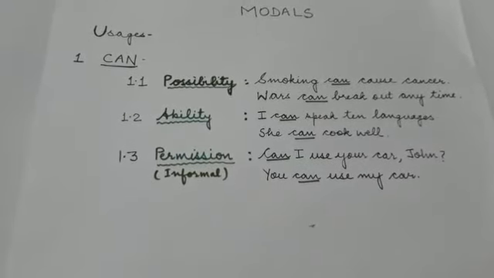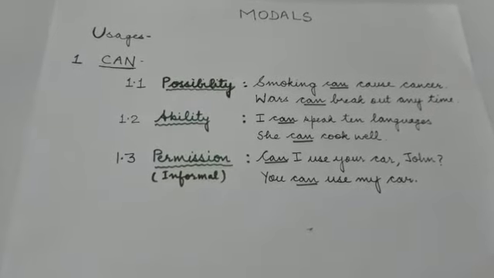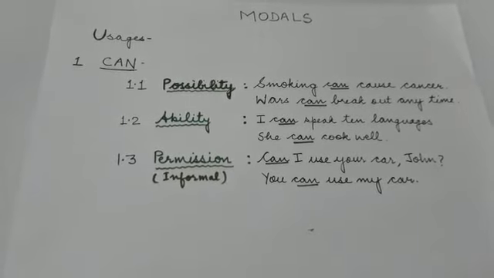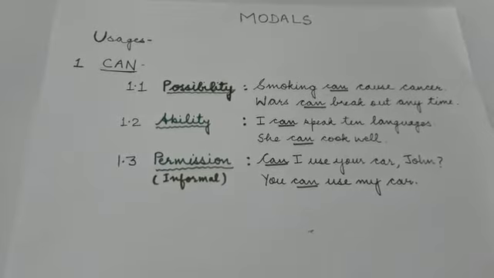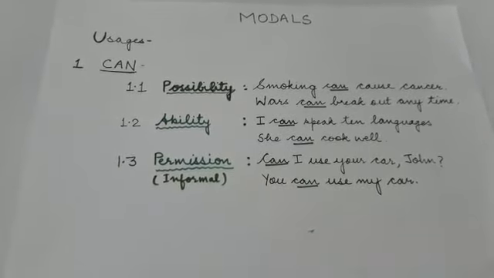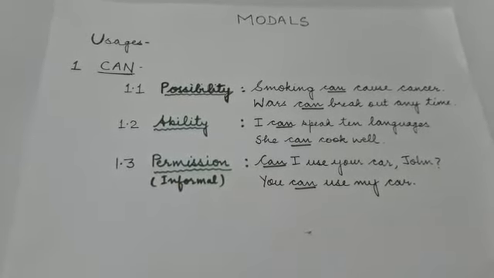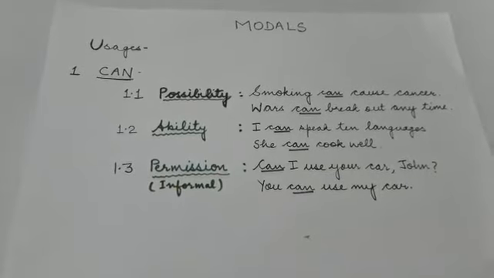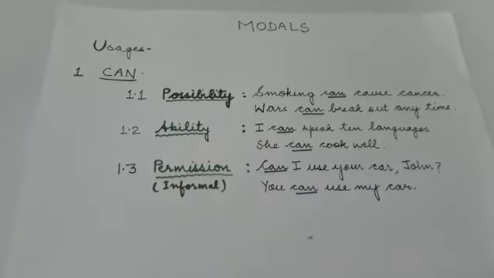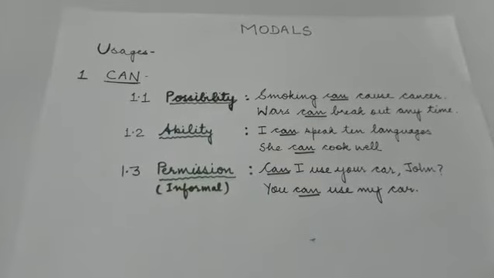So the first notion expressed by can is possibility, which says that situations and events are possible. The examples are, smoking can cause cancer. The second example is, wars can break out anytime. So in these sentences, what do we find? That there is a possibility that cancer is caused by smoking.